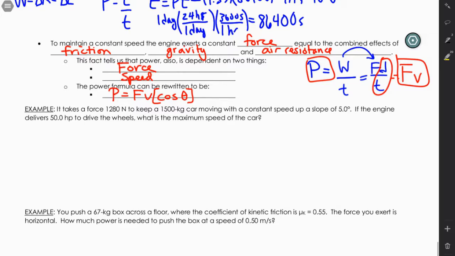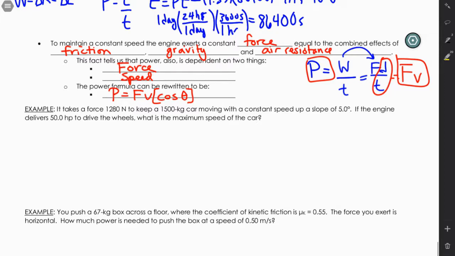It takes a force of 1,280 newtons to keep a 1,500 kilogram motor car moving with a constant speed on a slope of 5 degrees. If the engine delivers 50 horsepower to drive the wheels, what is the maximum speed of the car? Okay, so there's a lot of numbers in here.